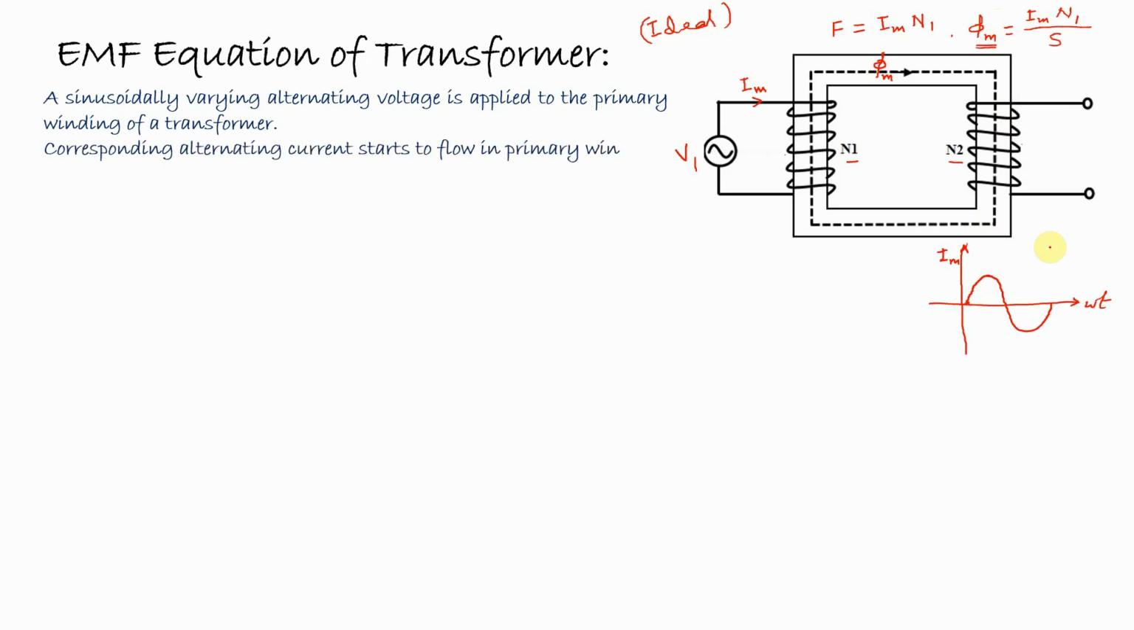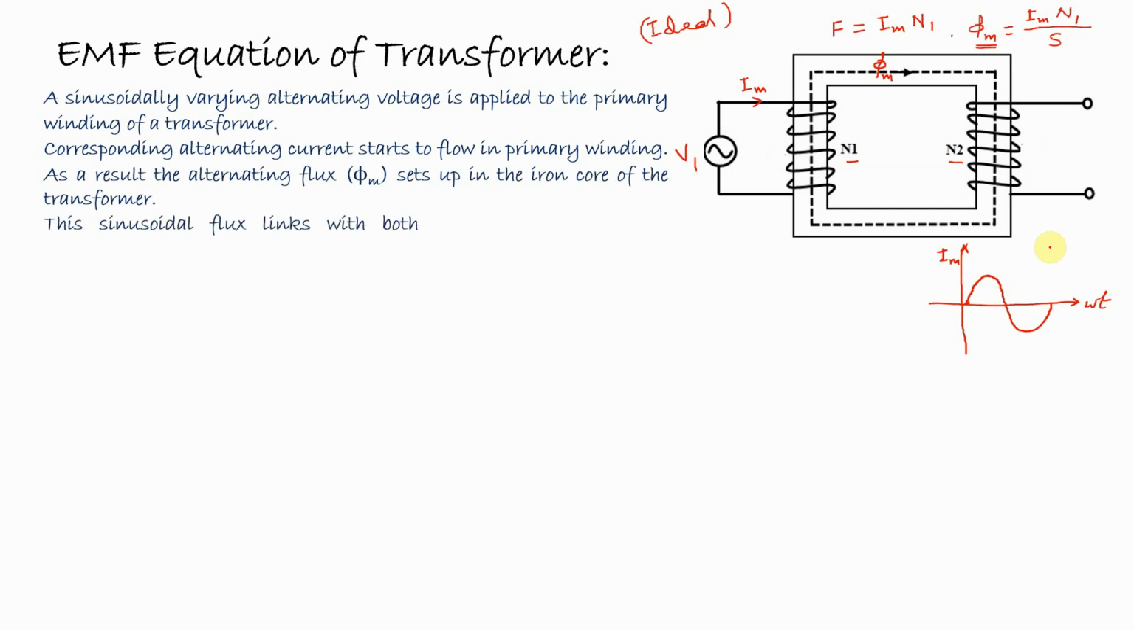So here is the point. When we apply the alternating voltage to the primary winding, an alternating current will start to flow in the primary winding, which is represented by IM. As a result, alternating flux phi m will be set up in the iron core of the transformer. The sinusoidal flux links both the primary as well as the secondary winding, because the flux is circulating through the material and the primary and secondary windings are placed on the limbs of the transformer. So definitely this flux will cut both the windings.